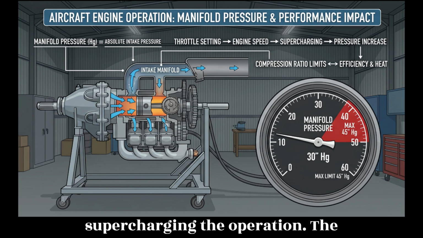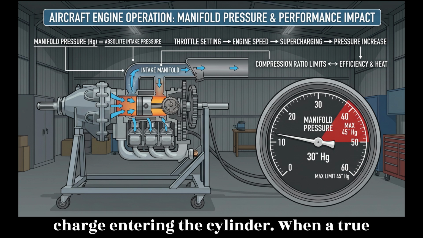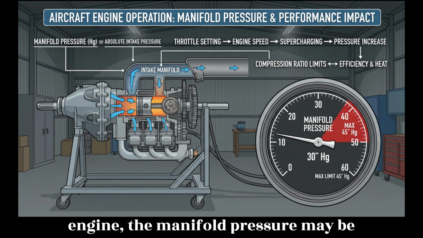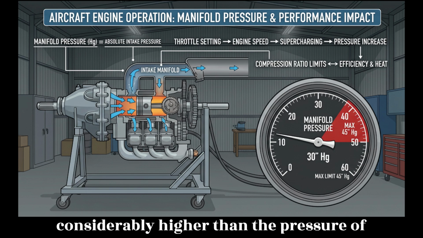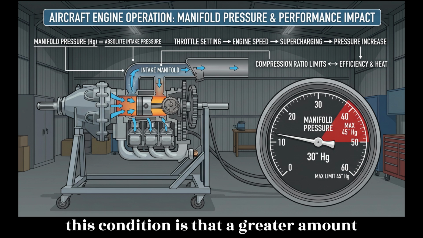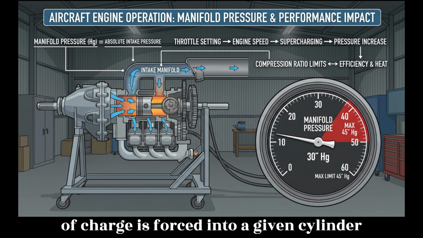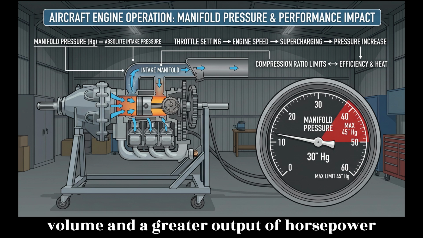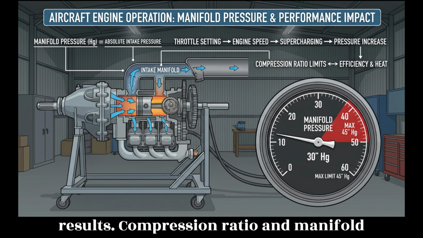The operation of the supercharger increases the weight of the charge entering the cylinder. When a true supercharger is used with the aircraft engine, the manifold pressure may be considerably higher than the pressure of the outside atmosphere. The advantage of this condition is that a greater amount of charge is forced into a given cylinder volume, and a greater output of horsepower results.